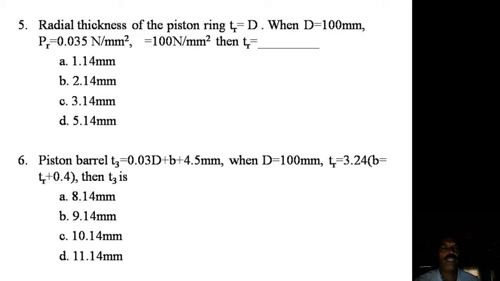So next, question number 6, piston barrel thickness T3, that is equal to 0.03D plus B plus 4.5 mm. When D is equal to 100 mm, TR is equal to 3.24 B. So for the T3 answer, D is the right answer for question number 6, that is 11.14.